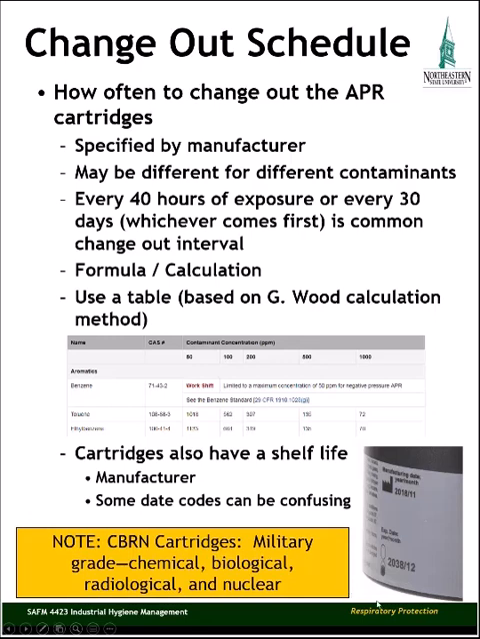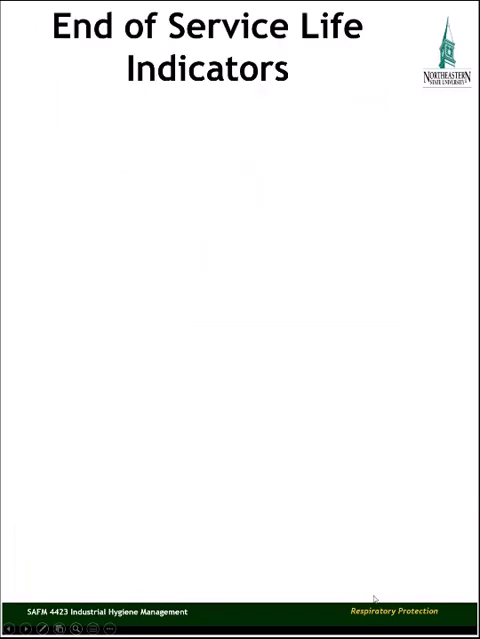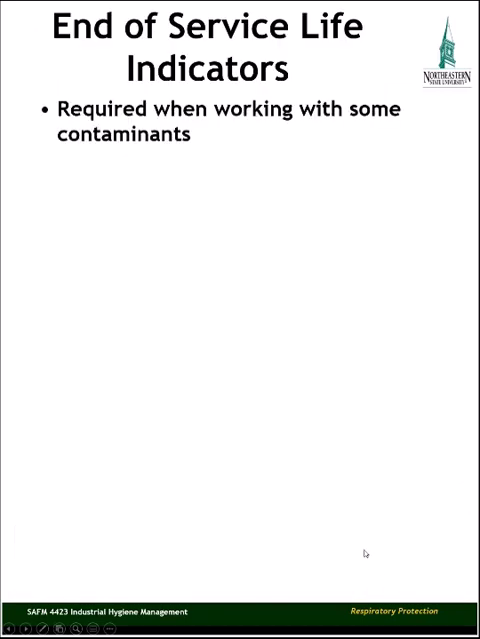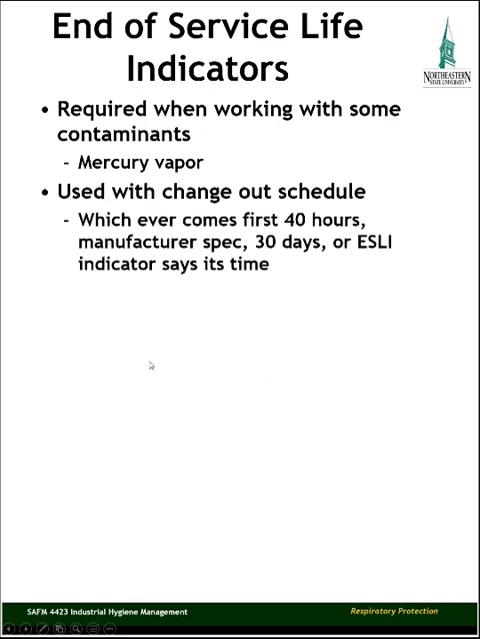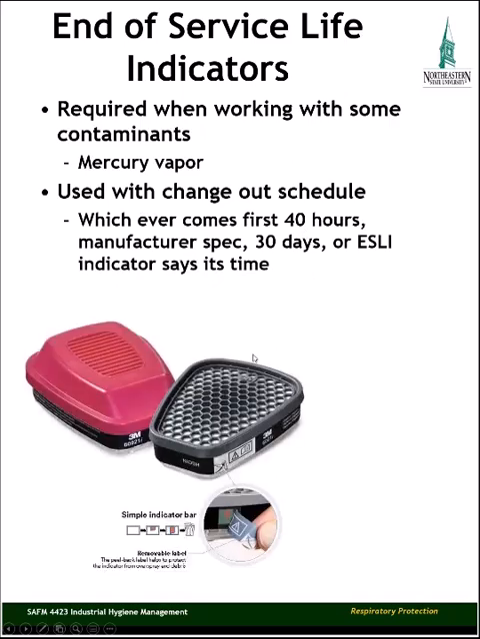Now, some cartridges will have end of service life indicators, and these are required when working with some contaminants like mercury vapor. This is used along with the changeout schedule. Again, whichever comes first: 40 hours, the manufacturer spec of 30 days, or the end of service life indicator says it's time. Again, whichever comes first, using any of these different criteria.